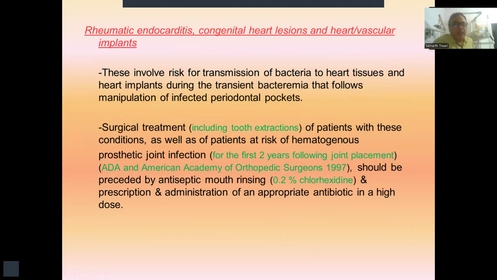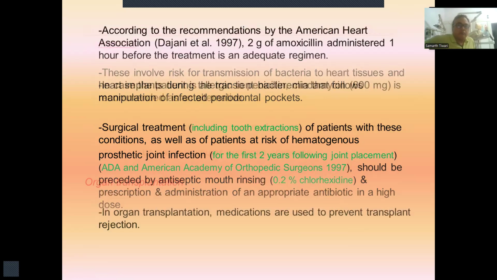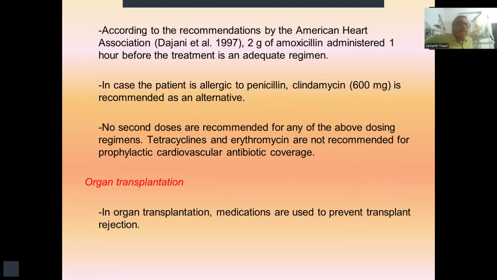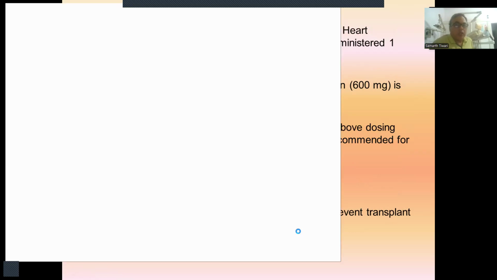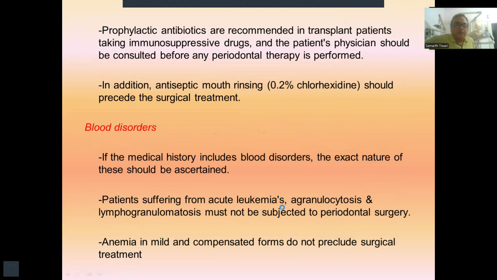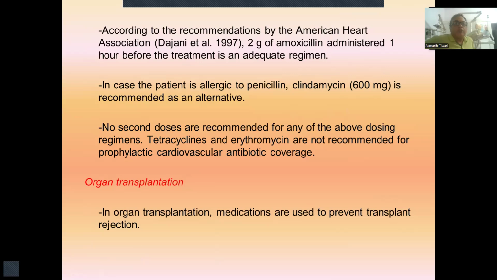Rheumatic endocarditis, congenital heart lesions, heart vascular implants. These involve risk of transmission of bacteria to heart tissues and heart implants during the transient bacteremia that follows manipulation of infected periodontal pockets. According to the recommendation of the American Heart Association, 2 grams of amoxicillin administered 1 hour before the treatment is an adequate regimen. In case of a patient allergic to penicillin, clindamycin 600 milligram is recommended as an alternative.